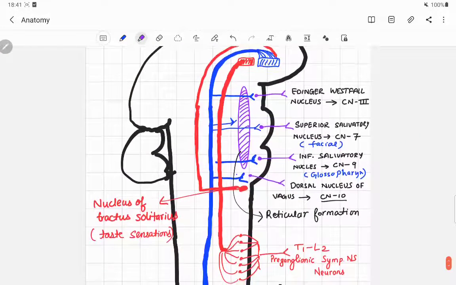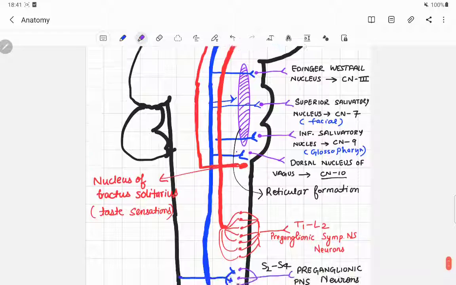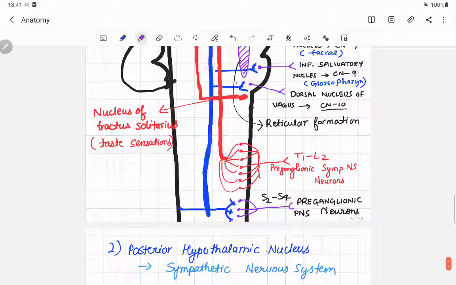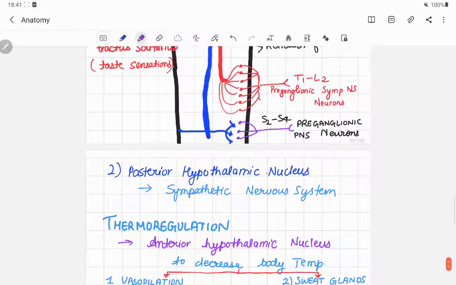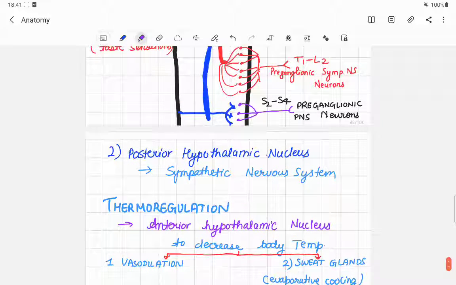The posterior hypothalamic neuron, which is responsible for maintaining the sympathetic nervous system, has only one pathway: it runs from the first thoracic vertebra directly to the second lumbar vertebra, and these are called preganglionic sympathetic nervous system neurons. So this was all about the role of the hypothalamus in the autonomic nervous system.